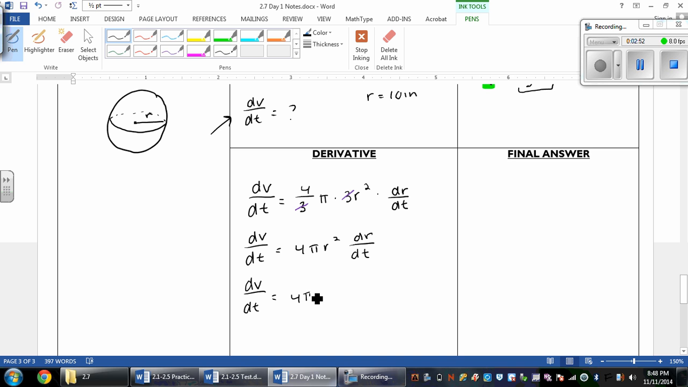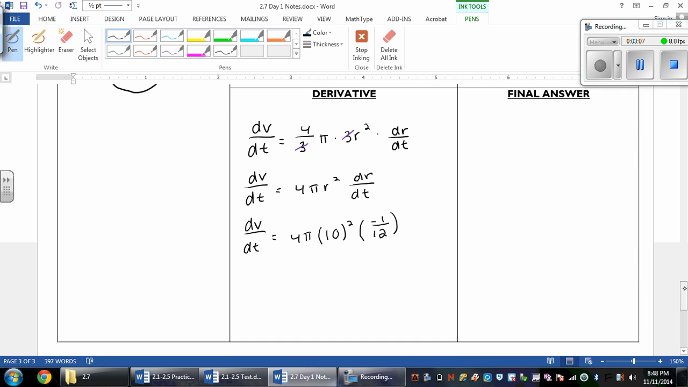Okay, 4 pi, and I want to know when my radius is 10 inches. So I'm going to substitute 10 in there, square that, and I know my dr dt, that's how fast my radius is changing. My radius is changing at negative 1 over 12. Okay. You can go ahead and leave pi as your final answer. So dV over dt, put that whole thing in your calculator. So I have 4 times 10 squared, which is 100, times negative 1 over 12. Make it into a fraction. It would be negative 100 over 3 pi.